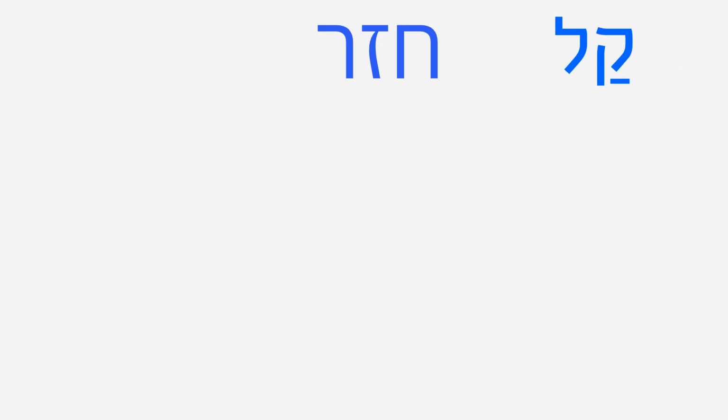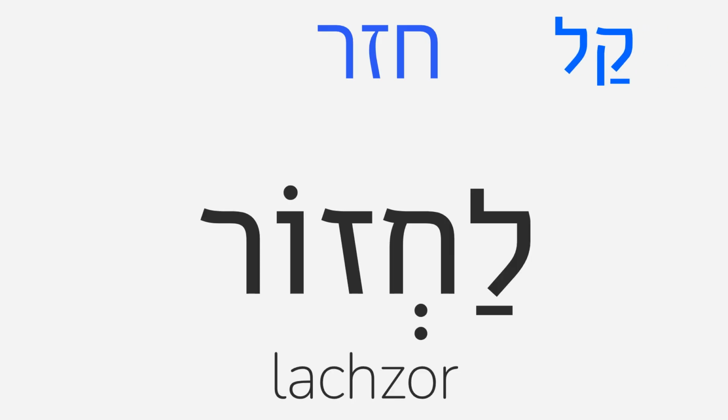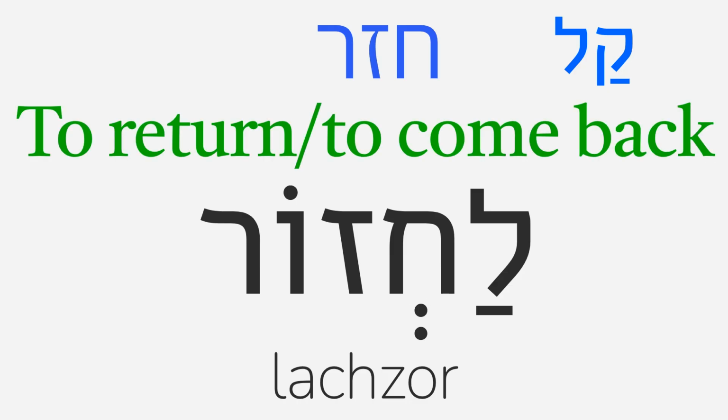Let's learn a new root, chet zayin resh. The kal infinitive from this root is lachzor. Notice the shva on that chet. This kal verb means to return or to come back. Since this root means returning in the kal, in the hiphil, its meaning will be causing something to return.